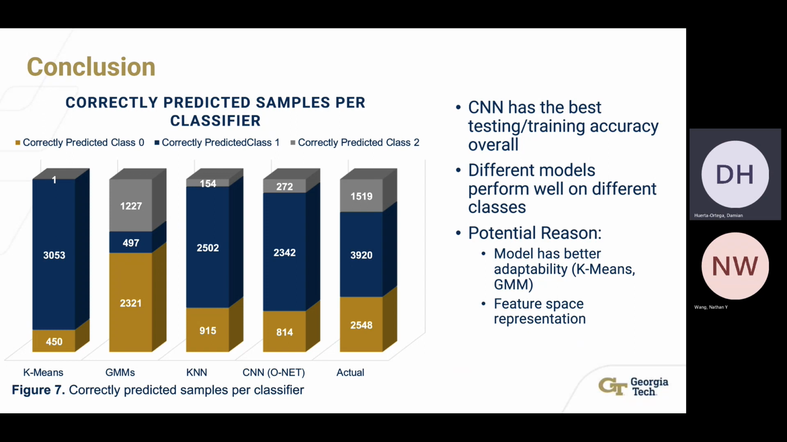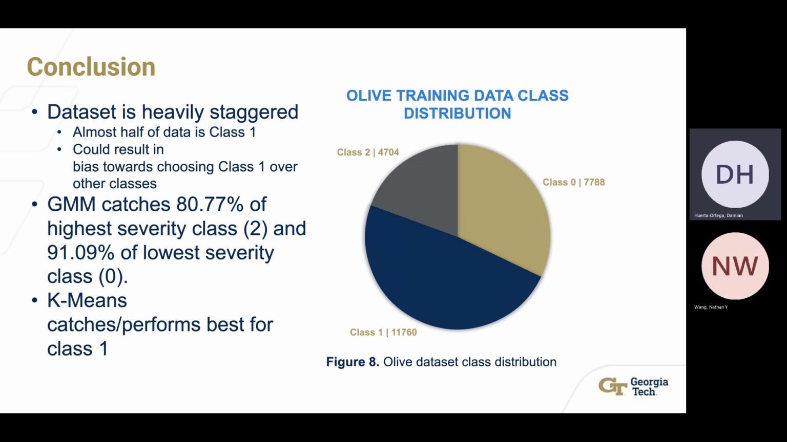We believe part of the issue with GMM's inability to predict the class 1 samples correctly is just one big cluster being in the middle of class 1 that seeps into class 0 and class 2. And the reason for this would be that the training data has a very bad distribution of class representation. As you can see, class 1 represents nearly half of the overall training data, but GMM is able to catch 80% of the class 2 cases as class 2 and 91.09% of the class 0 samples as class 0. And k-means performs the best for class 1. So we can see there's a trade-off between each individual classifier.